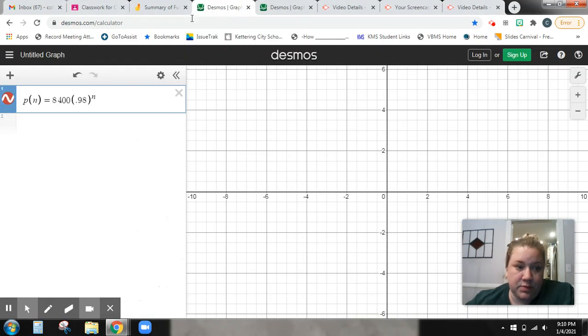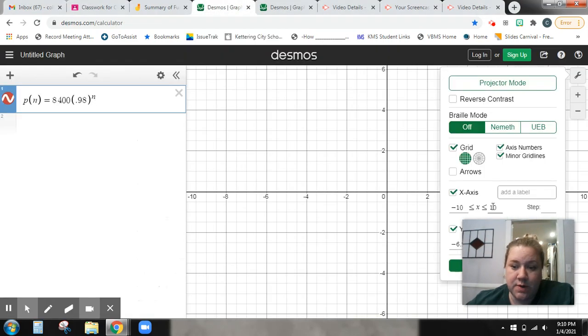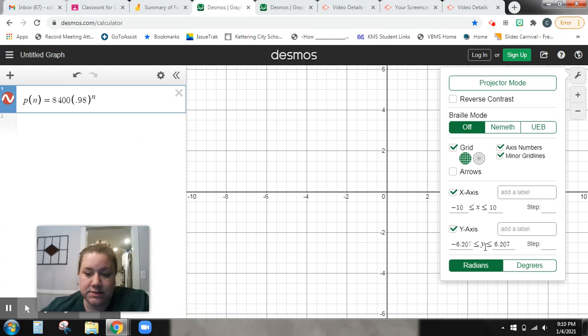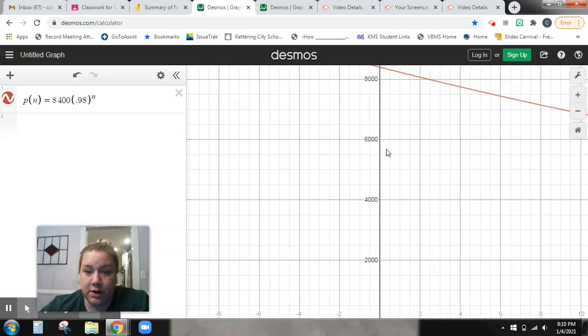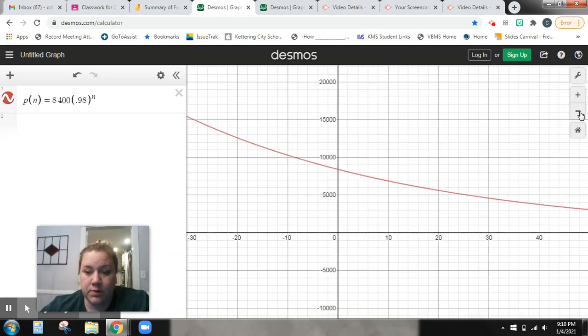First step, 8,400. I don't see it, so I'm going to change my window. I'm going to leave the x-axis, but I'm going to change the y-axis to 0. We're talking about the population decreasing, right? So it's not going to get any bigger than 8,400. I'm going to look at this.